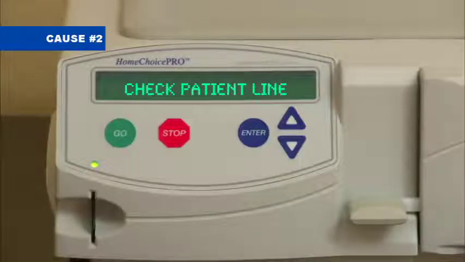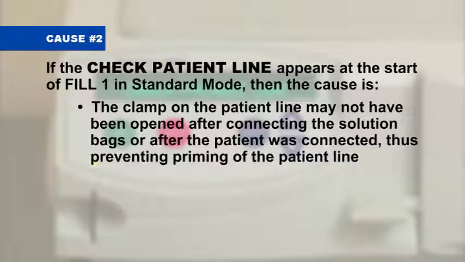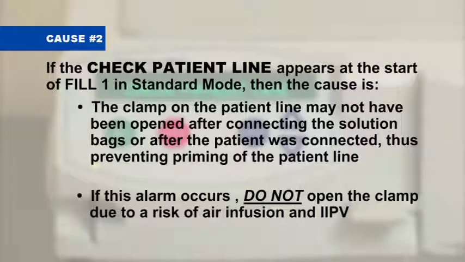Cause number 2. If the check patient line appears at the start of fill 1 in standard mode, then the cause is the clamp on the patient line may not have been opened after connecting the solution bags or after the patient was connected, thus preventing priming of the patient line. If this alarm occurs, do not open the clamp due to a risk of air infusion and IIPV.